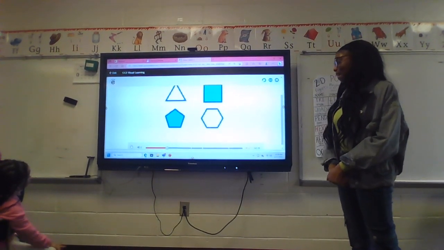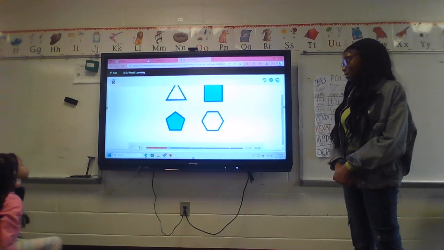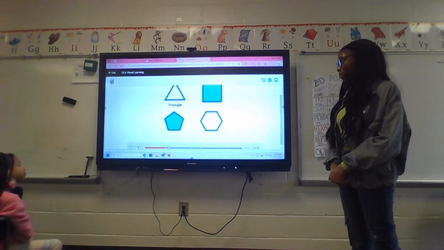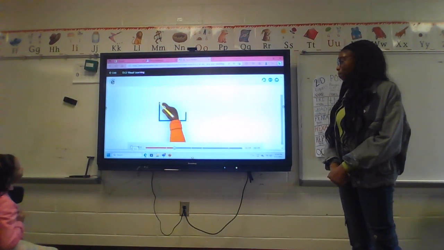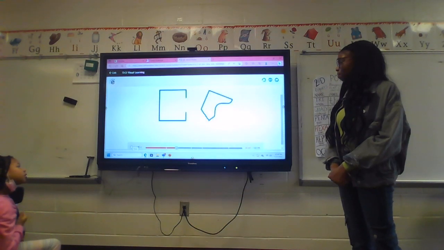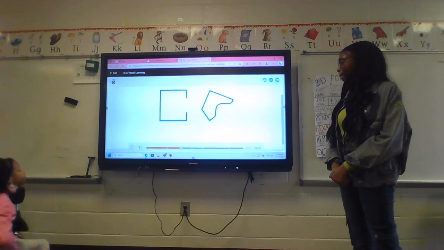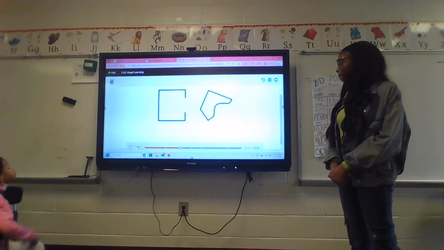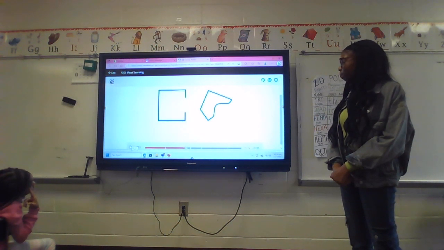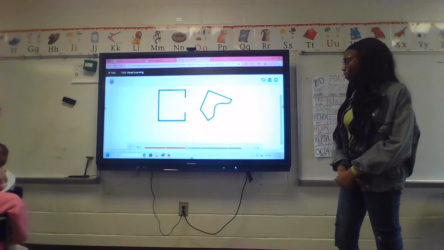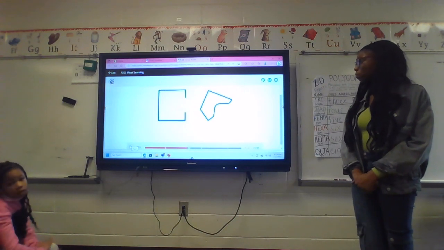Let's find out why they have these names. The polygons are a triangle, square, pentagon, and hexagon. These shapes are not polygons. Polygons are not open shapes. Polygons do not have curved sides. A circle is not a polygon. Why is the shape on the left not a polygon? Why is the shape on the right not a polygon?